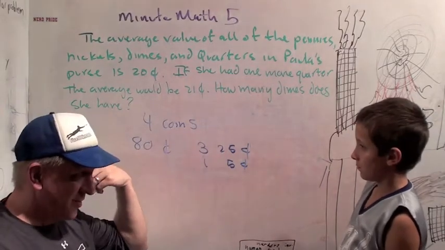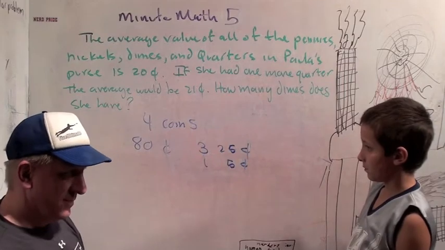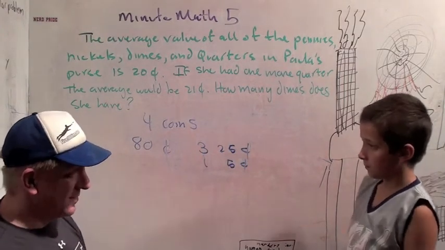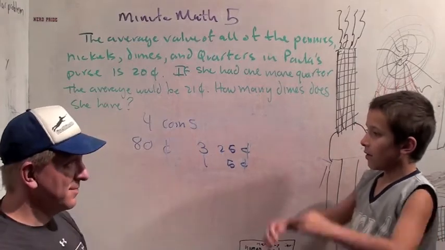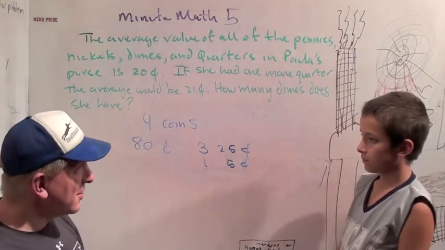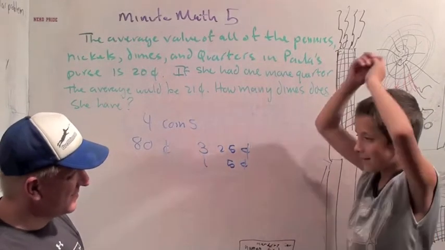Now you have to think about it. How do you get 80 cents with 4 coins? The only way to do it is 3 quarters and a nickel. So you have no dimes. None whatsoever.